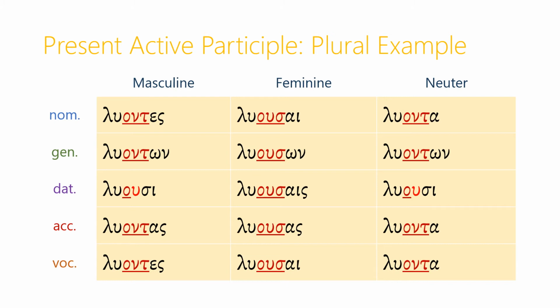But aside from that, these connecting vowels and tense indicators are all totally regular. And in the endings, we have a completely regular set of third declension plural endings for the masculine and neuter, and first declension plural endings for the feminine.